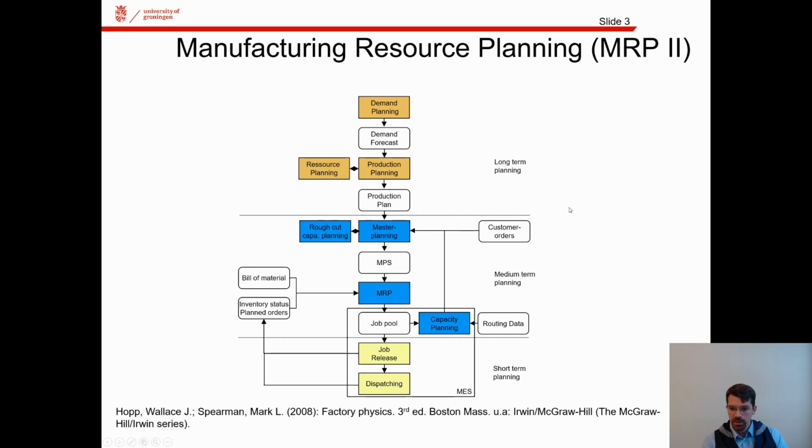As input for the MRP is the bill of material. We see that in our example later on. And of course, you need the actual inventory status and the planned orders which you have planned in previous MRP runs. You need to know the routing data, which machines are necessary so that you can produce your final items.